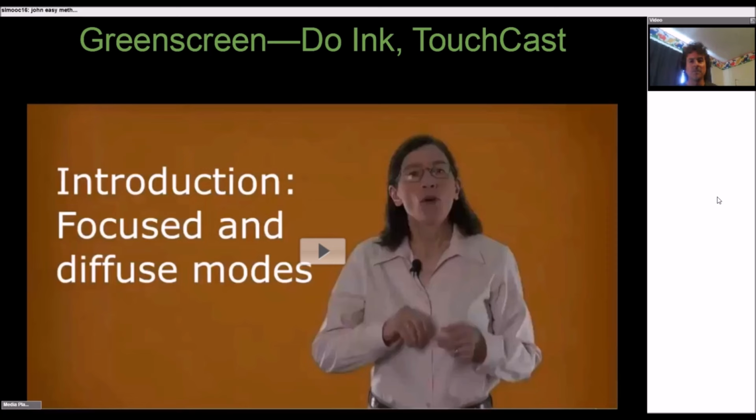So again, Doink or TouchCast are very, very simple systems for doing green screen videos, and they're very effective for producing online educational content. Remember that third video I showed among the group of three, that was done more or less with the green screen at the beginning, and then he just completely switched to digital storytelling and then went back to green screen. But it's just really, really not too hard to do. It's something that some colleges are starting to do, and it's something that's very common among the MOOCs.